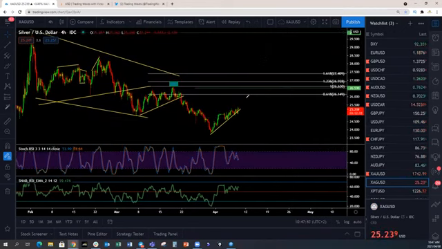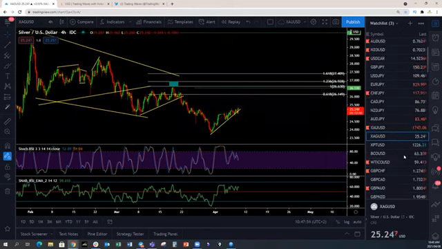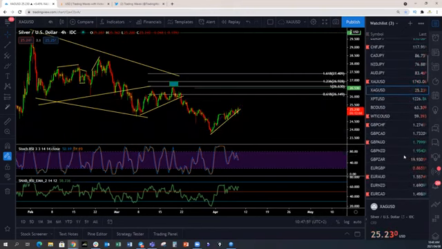Silver also staying above 50. Looks like a three-wave structure though. Let's see if we can get this one to do that. No trade setup on silver. Let's go to the cryptos.